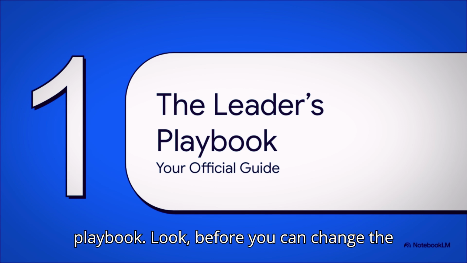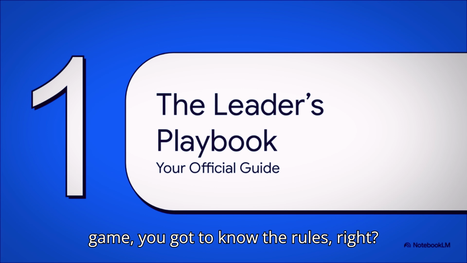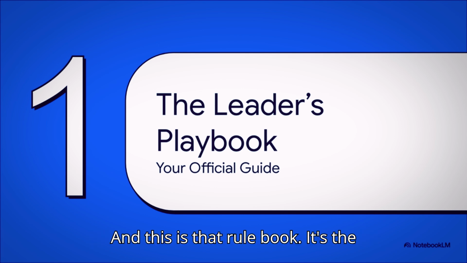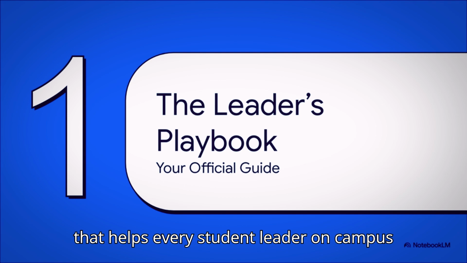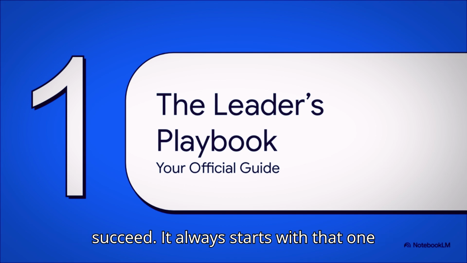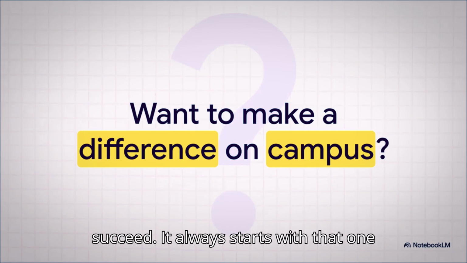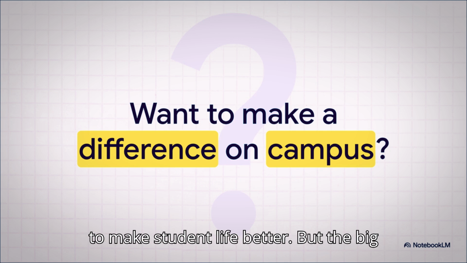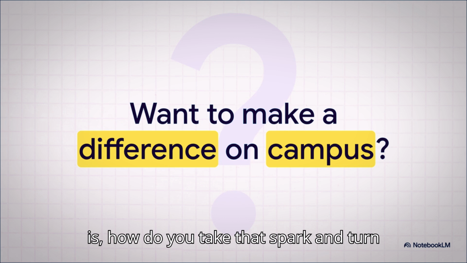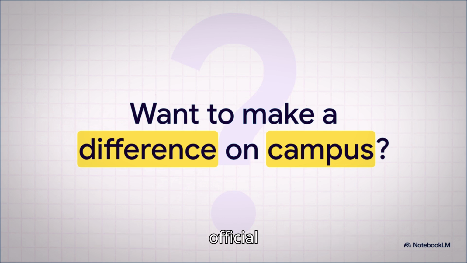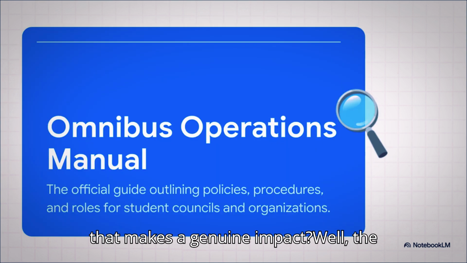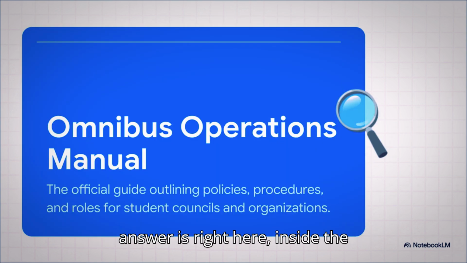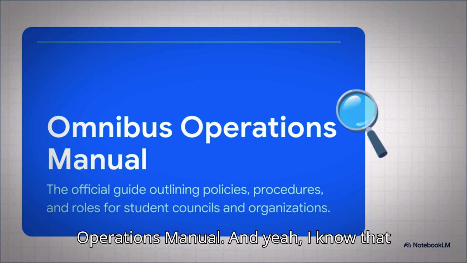Look, before you can change the game, you gotta know the rules, right? And this is that rule book. It's the framework that helps every student leader on campus succeed. It always starts with that one little thought, doesn't it? That spark of an idea to make student life better. But the big question is, how do you take that spark and turn it into something real, something official that makes a genuine impact? Well, the answer is right here, inside the Omnibus Operations Manual.